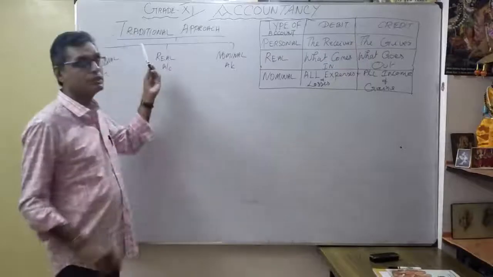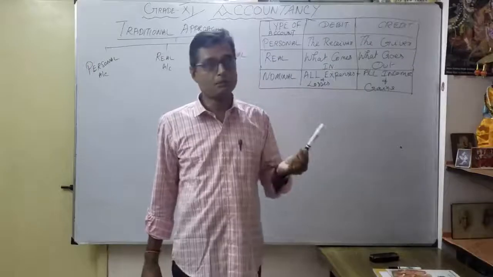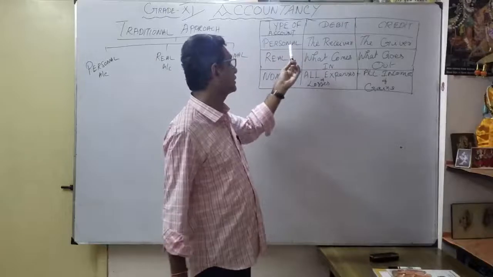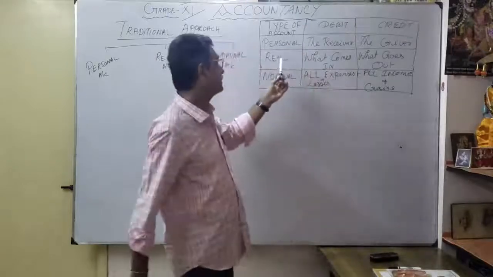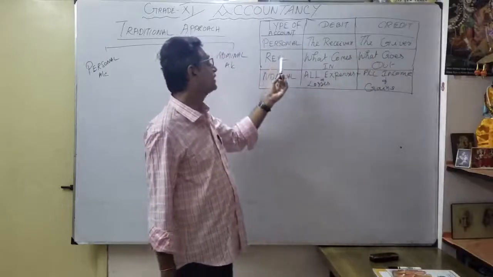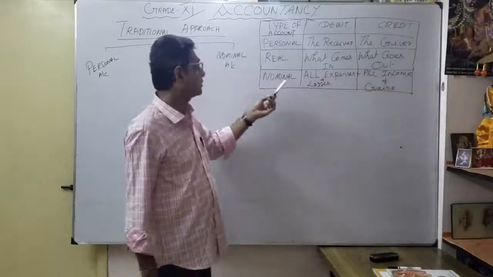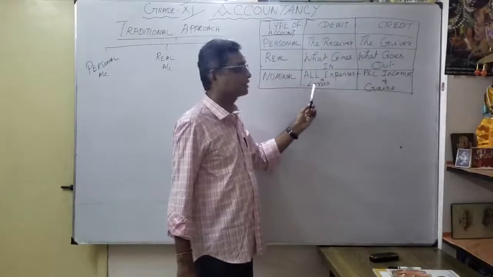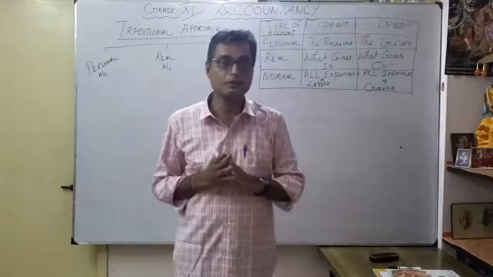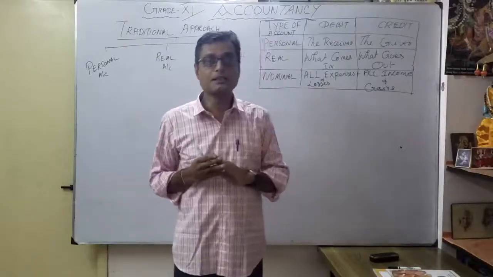Before that, under the traditional approach there are three types of accounts: personal account, real account, and nominal account. You should remember the rule for each. As a personal account rule, debit the receiver, credit the giver. As a real account rule, debit what comes in, credit what goes out. For a nominal account, debit all expenses and losses, and credit all income and gains. Keep in mind all three rules under the traditional approach.